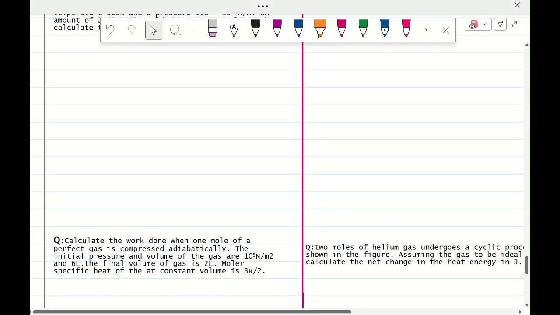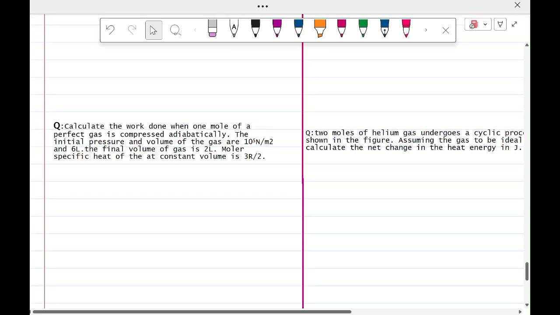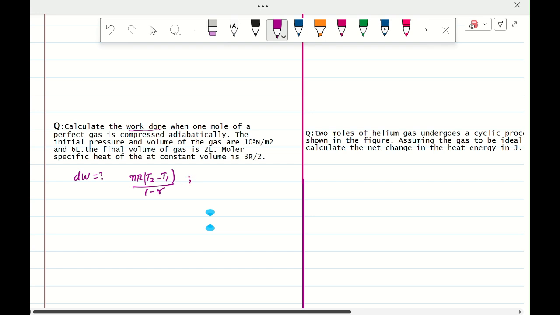So next, a problem on adiabatic only. Here we need to calculate the work done. In adiabatic process, dW is equal to nR (T2 minus T1) by (1 minus gamma), or (P2 V2 minus P1 V1) by (1 minus gamma). If you want to take P1 V1, then gamma minus 1 will come. Here 1 mole of gas is given, n equal to 1 mole, compressed adiabatically. The initial pressure and volumes are given, so this is the only formula.